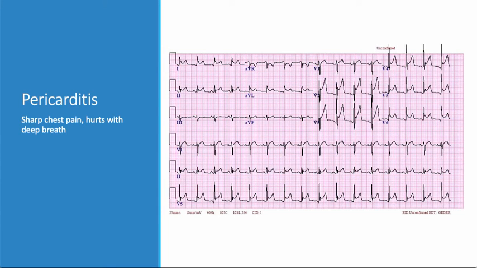Pericarditis is defined as an inflammation of the pericardium that goes around the heart. And this results in sharp chest pain, not classic angina, but rather sharp pain, hurts worse with a deep breath. And on the EKG, you get this classic diffuse ST elevation. So this is the lateral leads here, and this is the anterior leads here, and these are the inferior leads here, and you can see ST elevation in all of those. Well, that doesn't go along with coronary disease or an MI, but that diffuse ST elevation goes along with pericarditis.